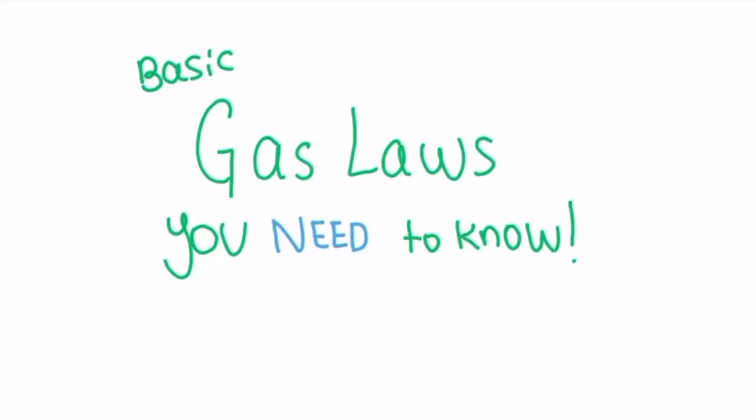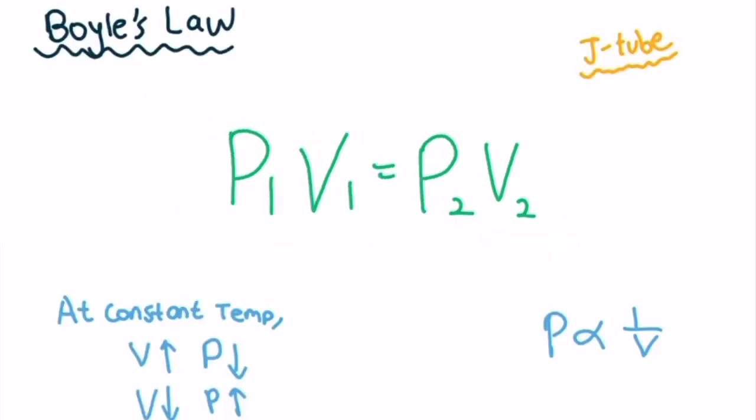Today we're going to talk about the basic gas laws that you need to know. So specifically, we will talk about Boyle's Law, Charles's Law, Gay-Lussac's Law, Avogadro's Law, the Combined Gas Law, and lastly, the Ideal Gas Law. Stay tuned. So first, we have Boyle's Law, which was discovered by Robert Boyle using the J tube.